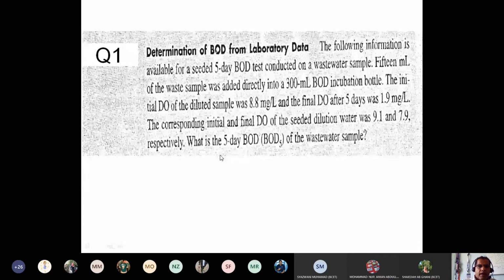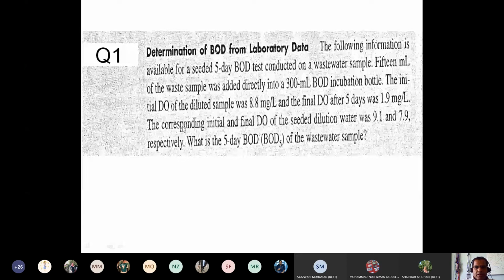We have one example here. I think it is in lecture notes number 1 I gave to you. The following information is available for a seeded 5-day biological oxygen demand test. Here, 15 mL of the waste sample was added directly into a 300 mL incubation bottle. The initial dissolved oxygen of the diluted sample was 8.8 milligram per liter, and after 5 days it became 1.9. So you see here, the beginning was 8.8 and here 1.9, meaning that there is bacteria, there is some activity. It consumes the oxygen, okay?